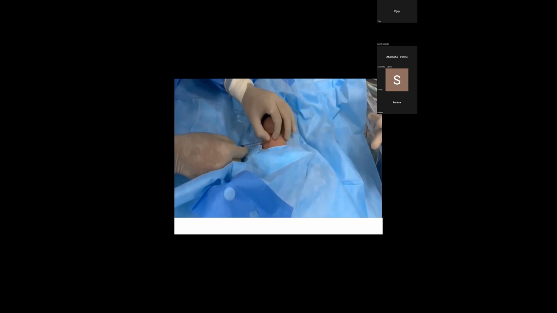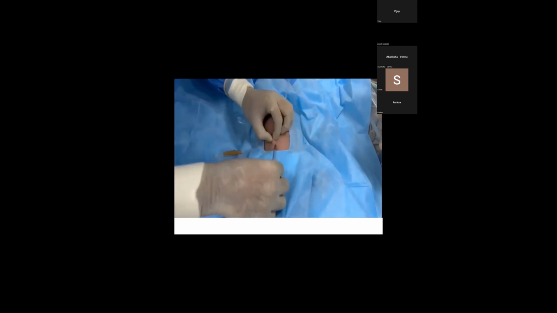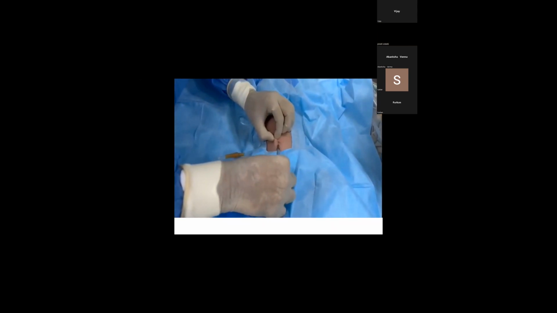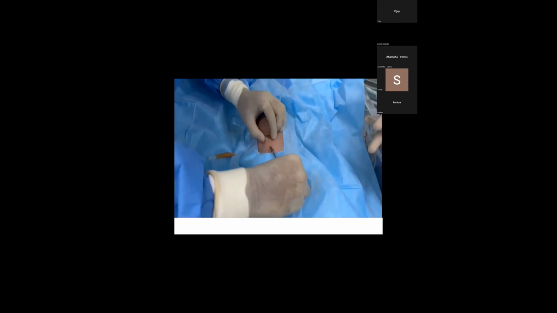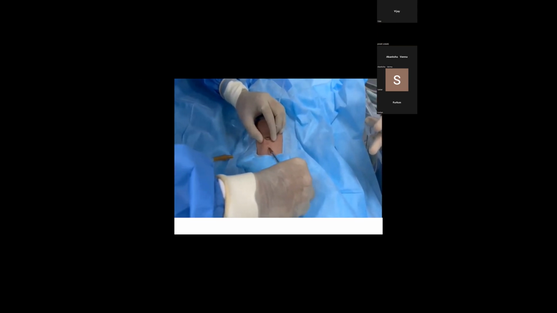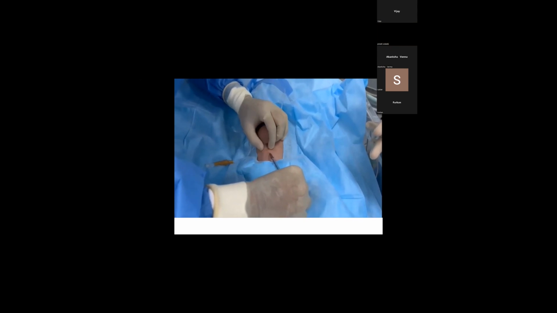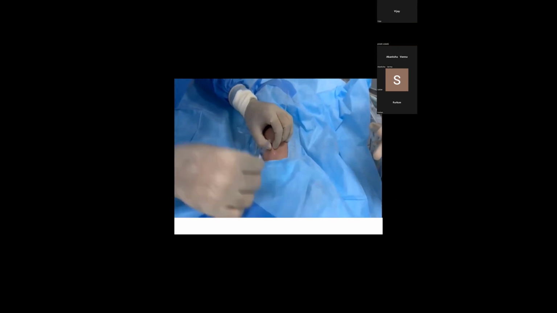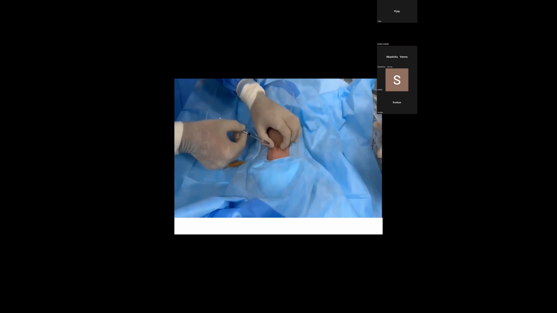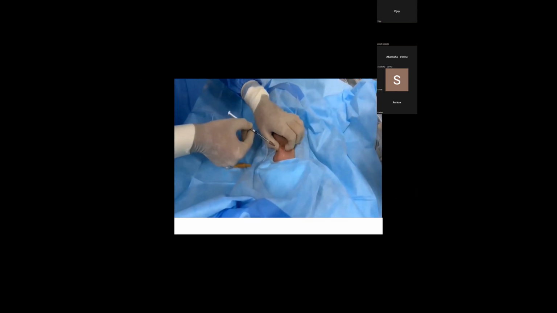Then continuing with the local anesthesia, we have to infiltrate the skin around the PD catheter insertion site with topical anesthesia. We are going to insert a PD catheter just below the umbilicus in the midline. So we are infiltrating with topical anesthesia.